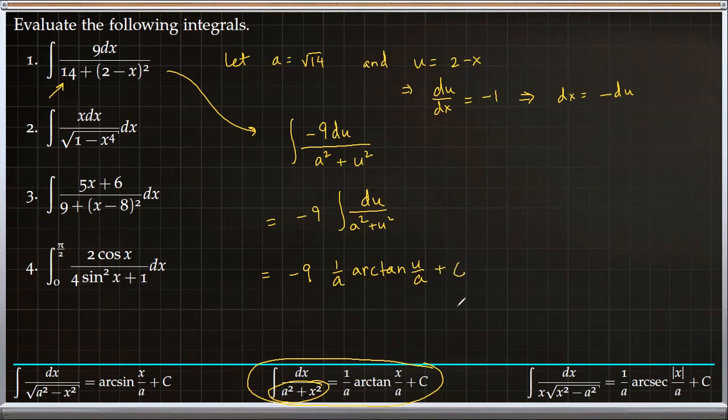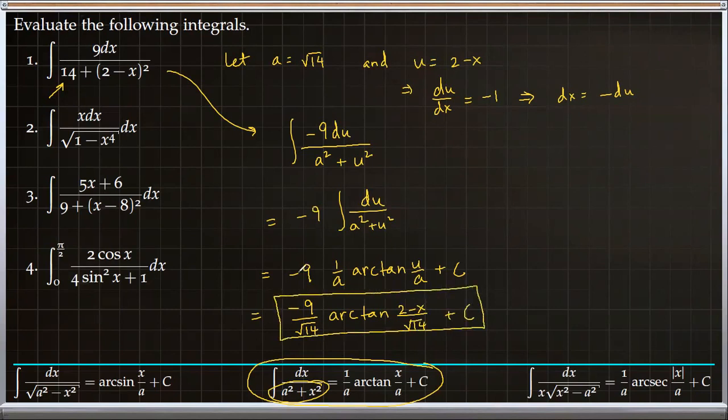So now we are ready to put the values of a and u back. So that will give us -9 over square root of 14 times arc tangent u is 2 minus x, divided by a, which is square root of 14, plus constant. So this is the integral of 9 over 14 plus 2 minus x squared. We are done with the first one.